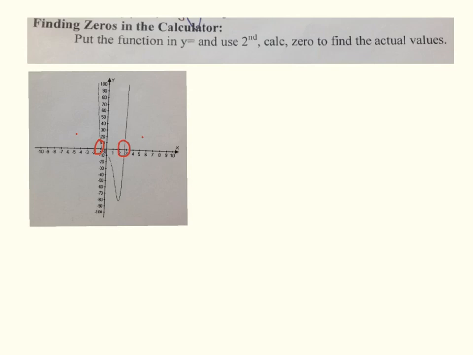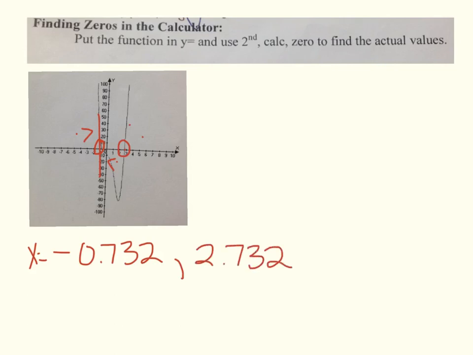It's going to ask you for a left bound, so you'd put a left bound, a right bound, and then a guess. And this one is negative 0.732. Then you do it again, second calc 0, left bound, right bound, guess, and this one is going to be 2.732. And that's all. That's how you do it in the calculator.